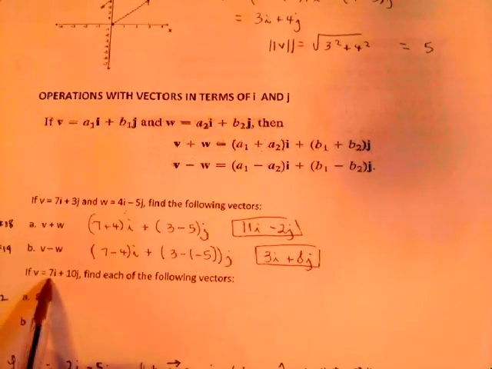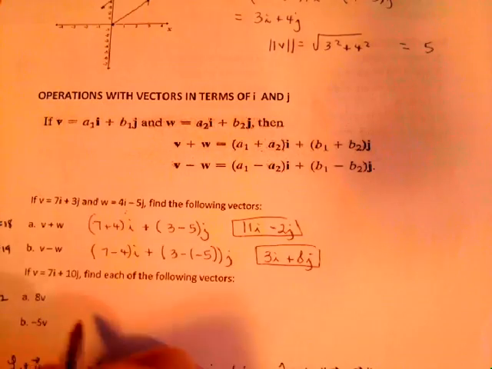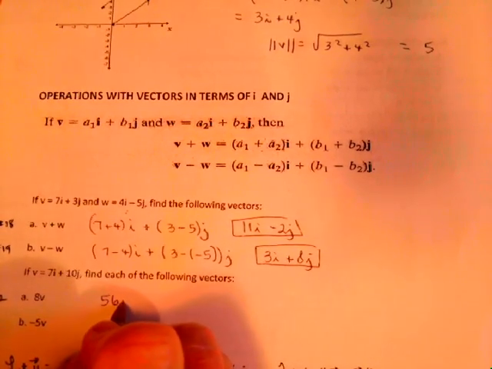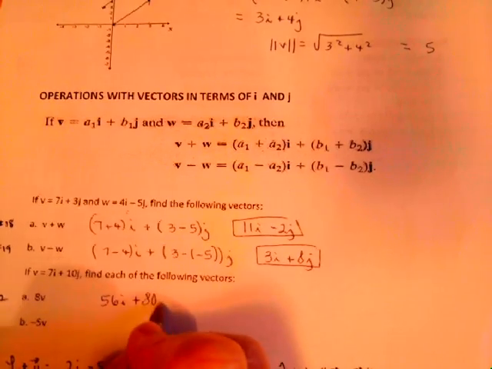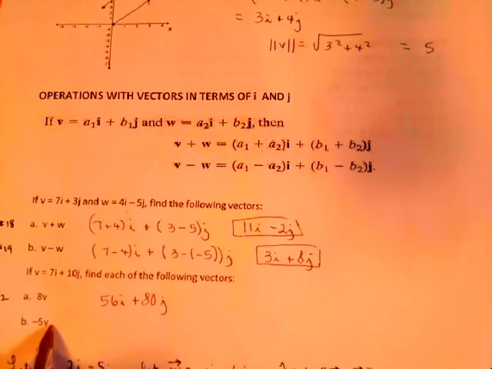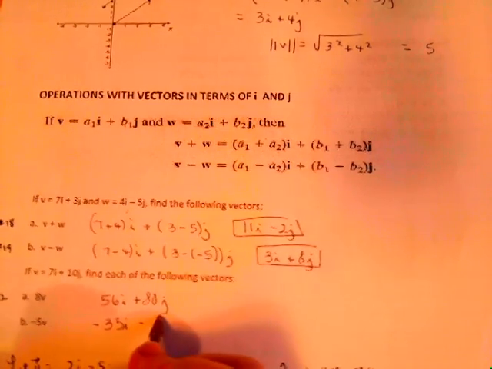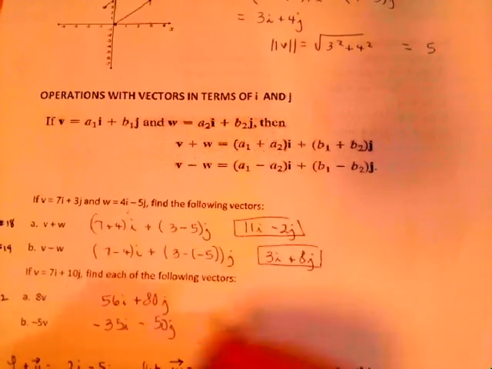You can multiply by a scalar. If 7i plus 10j is v, what's 8v? 56i plus 80j. What's -5v? -35i minus 50j.